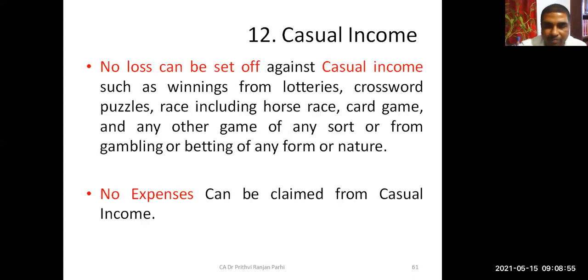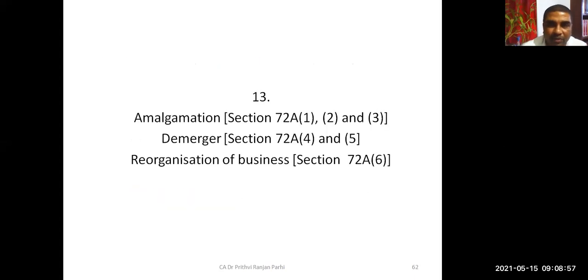Now, so many concepts we have covered. So far, we have covered broadly 12 concepts. Now, under the 13th concept, we have to deal with three aspects. One is amalgamation. Second is demerger. Third is reorganization of the business. If you are familiar with these terms, you understand what amalgamation is. When I talk about amalgamation, what exactly does it mean?